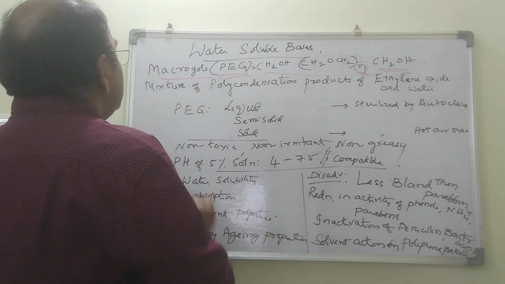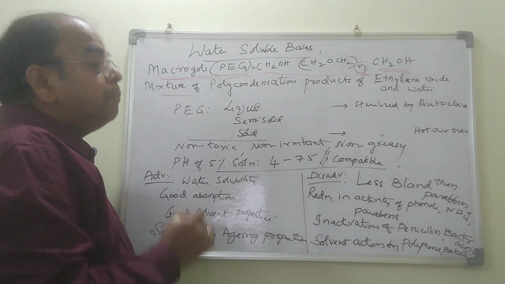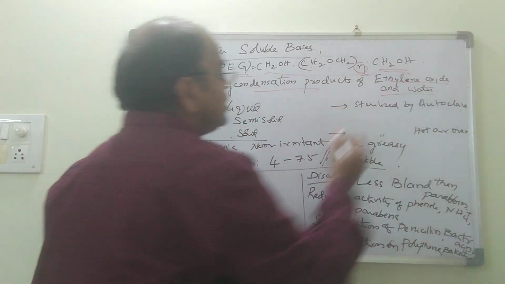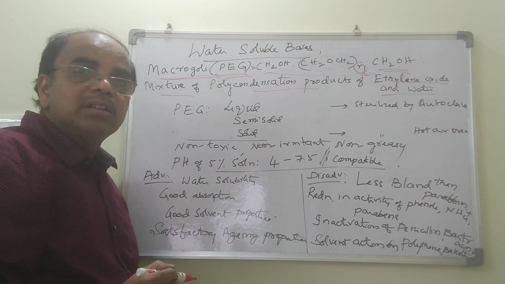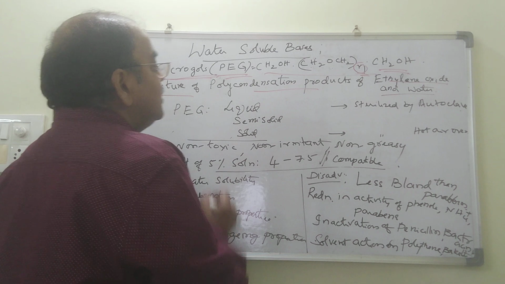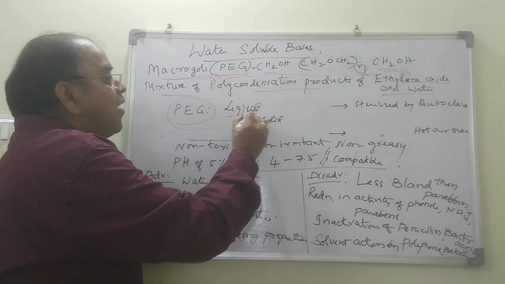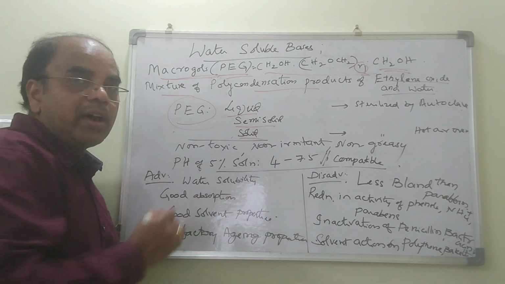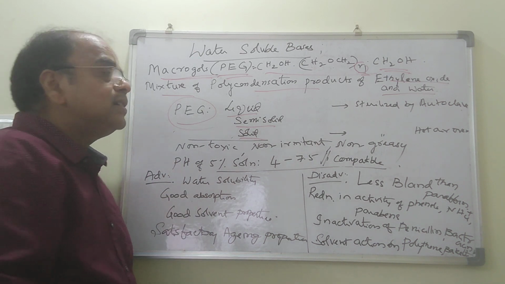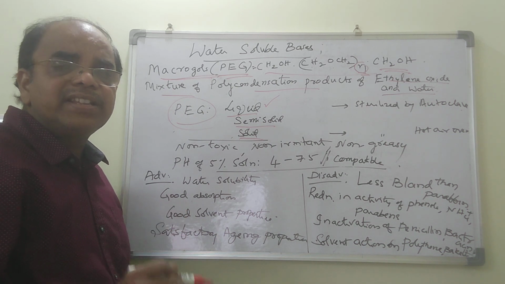Now, PEG, what is macrogol? It's a mixture of the polycondensation products of ethylene oxide and water. Depending upon the molecular weight, it may be in the liquid form, semi-solid form, or solid form. PEG 200, 400, 600 in the liquid form. What is that number? Approximate average molecular weight.